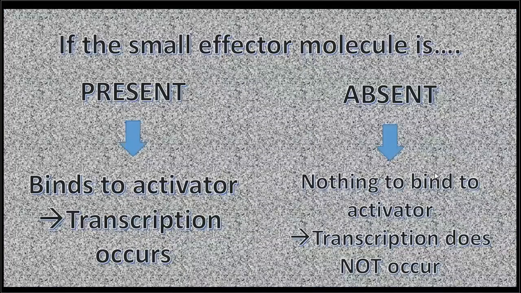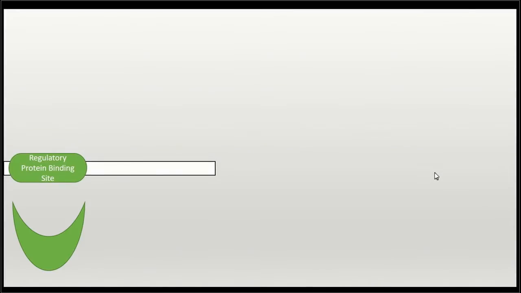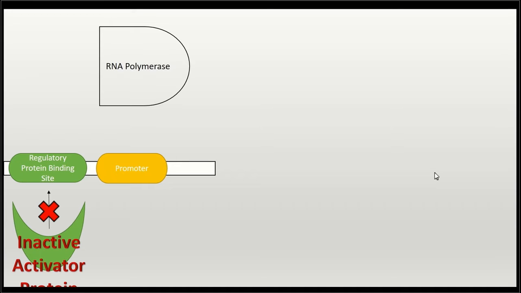So if the small effector molecule is present, it binds to the activator and transcription occurs. But if it's absent, nothing can bind to the activator, so transcription cannot occur. So we have the regulatory protein binding site with an inactive activator protein, so it cannot bind to the protein binding site, meaning that nothing can happen. You have your promoter region, RNA polymerase can't bind to your promoter region, therefore transcription cannot happen.